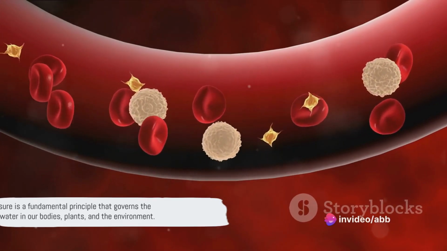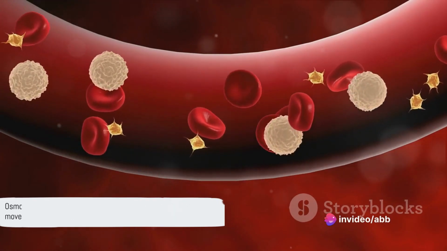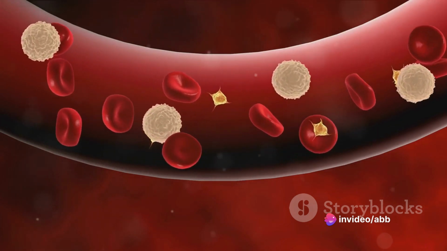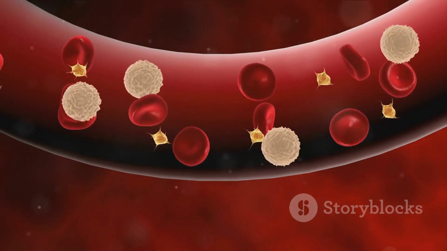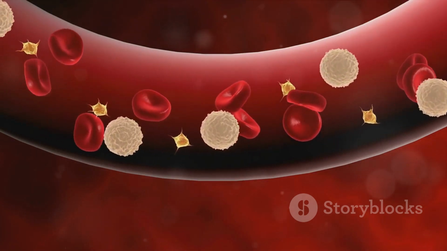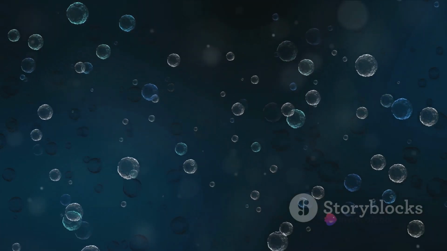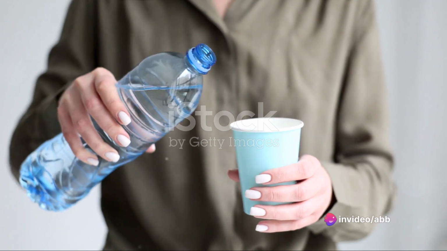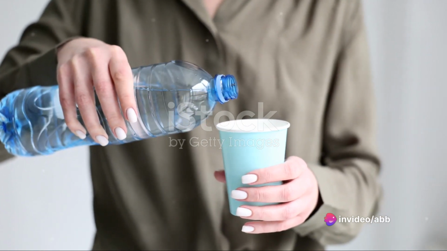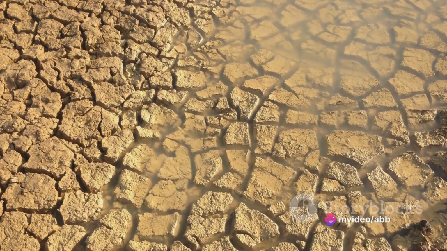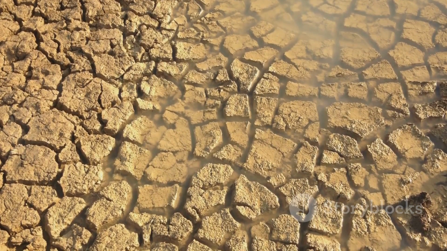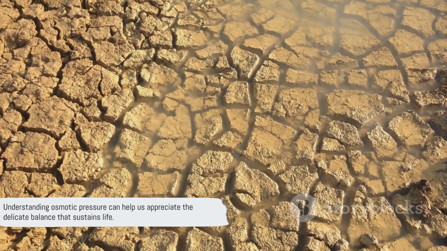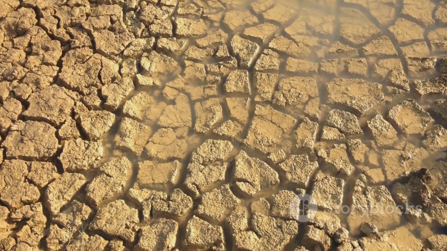To summarize, osmotic pressure is a fundamental principle that governs the movement of water in our bodies, plants, and the environment. It helps maintain the right balance of fluids in our blood and tissues, aids in the upward movement of water in plants, and explains why drinking seawater can make you thirstier. However, an imbalance in osmotic pressure can lead to conditions such as dehydration and overhydration. Understanding osmotic pressure can help us appreciate the delicate balance that sustains life.